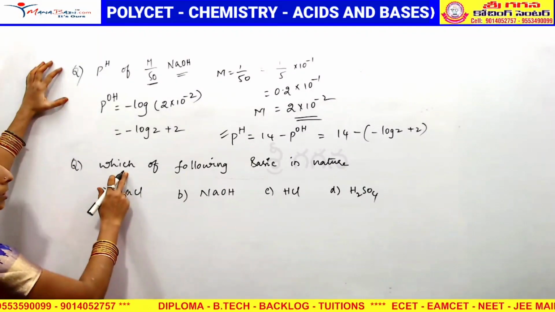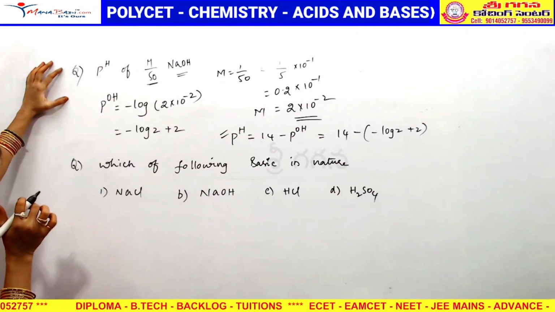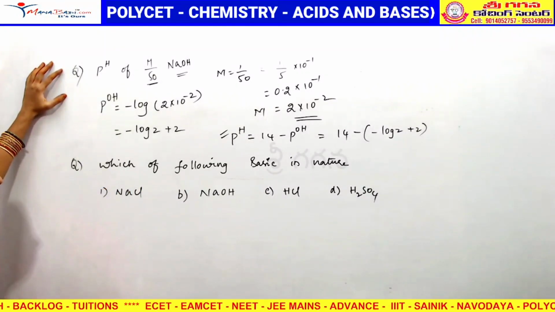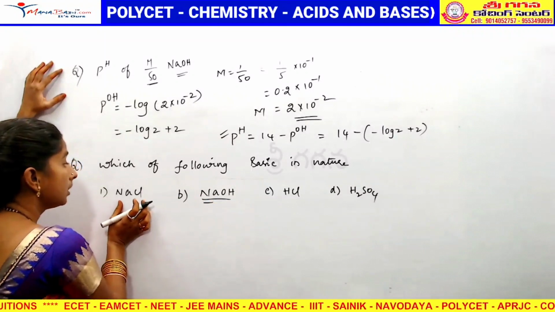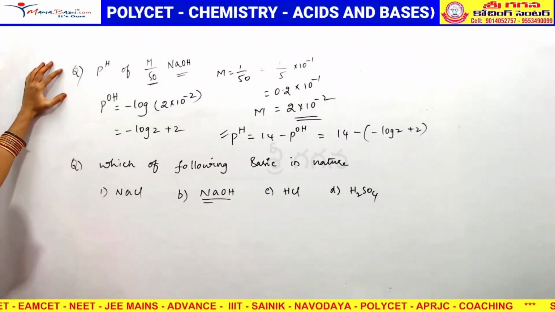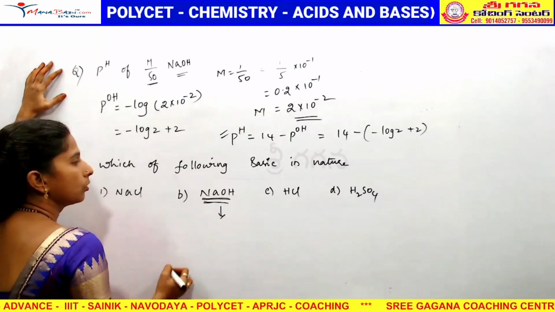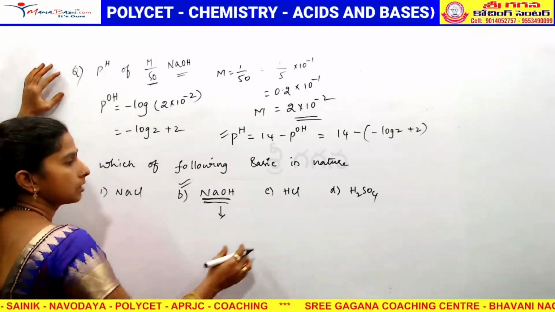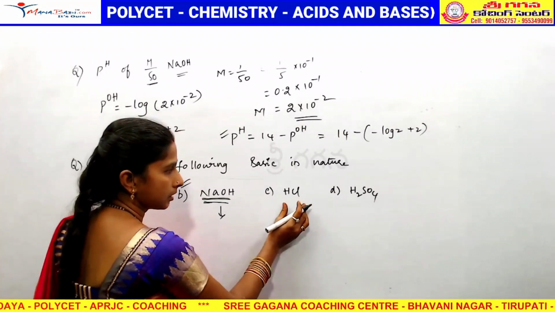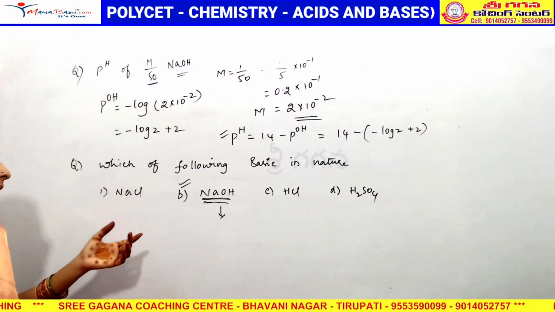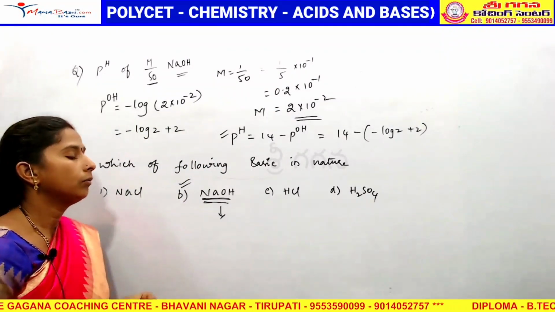After that, which of the following is basic in nature? NaCl is a salt, a neutral salt, so there is no basic character. NaOH releases the OH minus ion, so it is basic in nature. If you take HCl, it is acidic in nature. H2SO4 is acidic in nature. So the answer is NaOH.